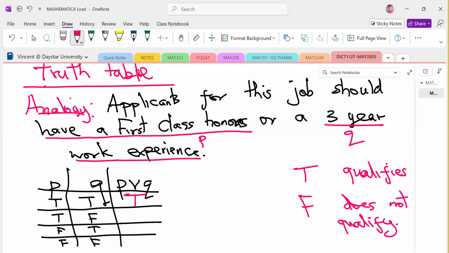Then what does the second line mean? But fails to have a 3-year work experience. Yeah. Good. So with the interpretation of this job advert, does this applicant qualify for this job? They still qualify, okay? So these candidates still qualify for the job. So put T here. Then line 3.